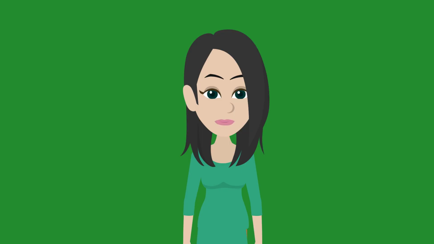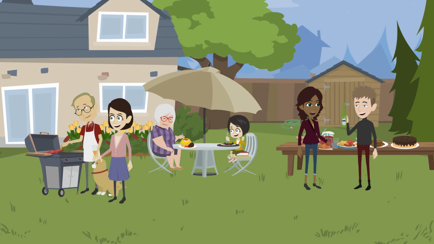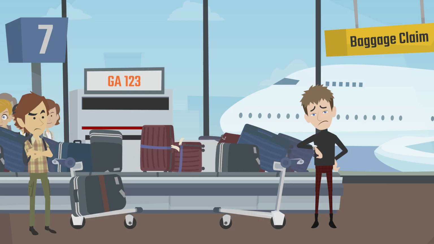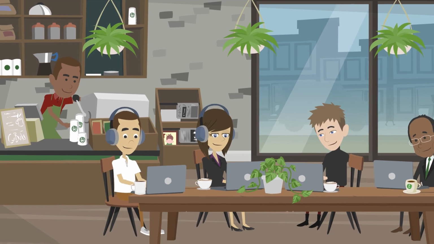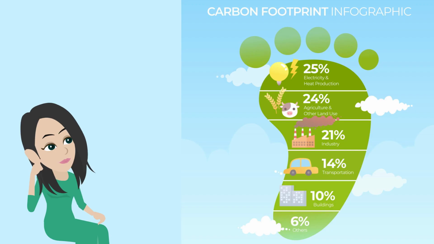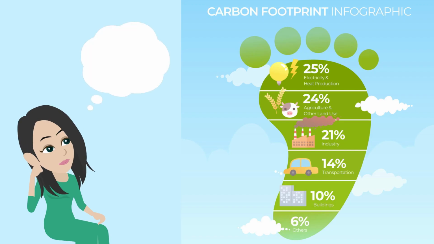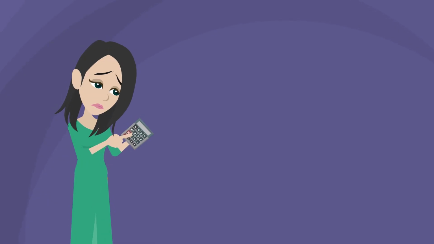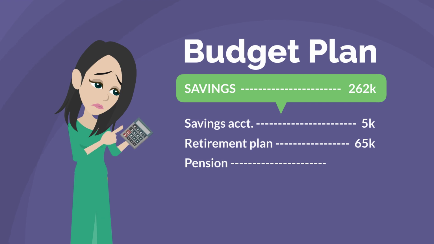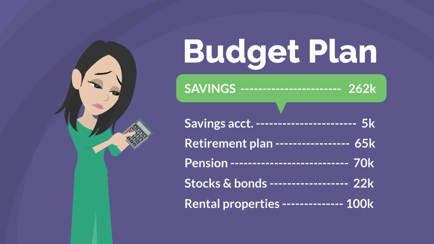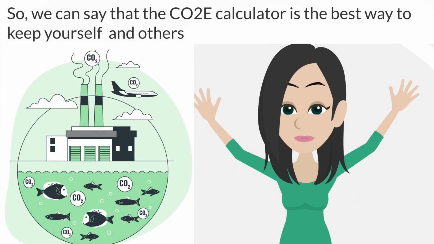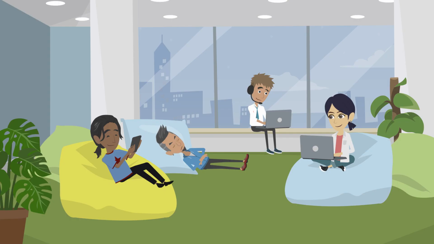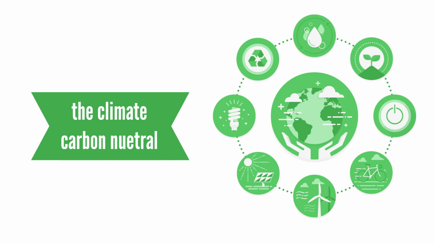We cannot deny the fact of producing carbon while at work, eating a meal, driving a car, or flying a plane. All these ways of working or spending life together make your carbon footprints. It is a fact that most of us are unaware of the term carbon footprints and how we can calculate them. You may have the same feeling when trying to make a budget, but there is no money in your account. So, we can say that the carbon dioxide calculator is the best way to keep yourself and others on a healthy side and make the climate carbon neutral.